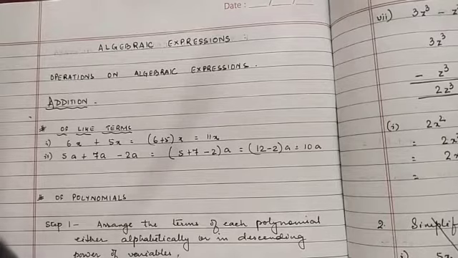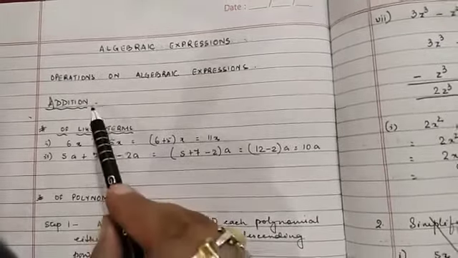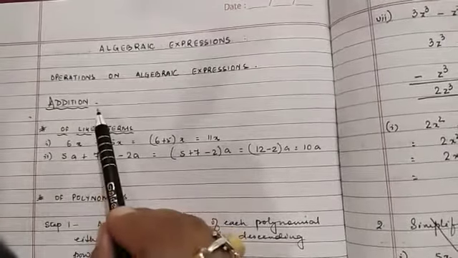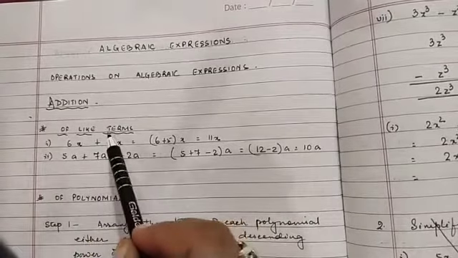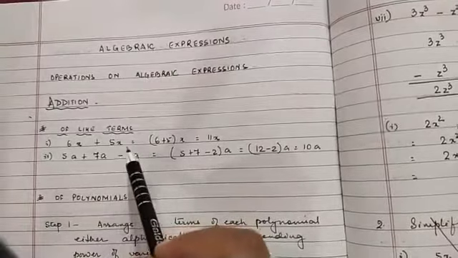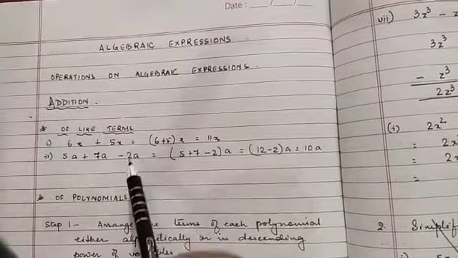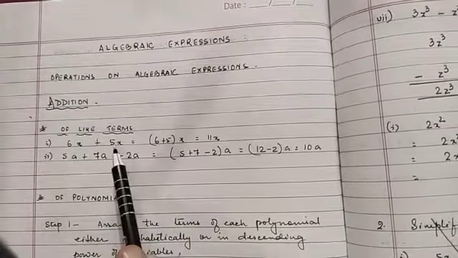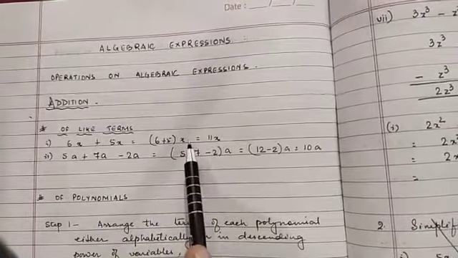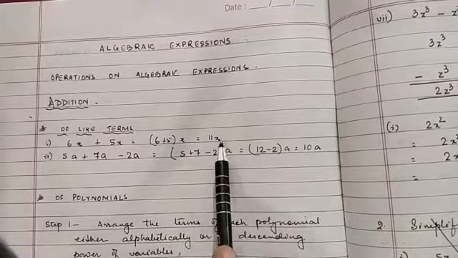Today for standard 7 in algebraic expressions we are going to study the operations on algebraic expressions. First is addition. Here we will learn about the addition of like terms. Like terms means the terms should have the same variable. 6x plus 5x is equal to 6 plus 5, and x as common you have taken. So 6 plus 5 is 11x.